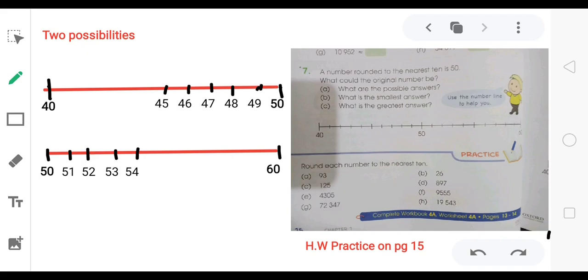Question 7. A number rounded to the nearest 10 is 50. What could the original number be? 3 options, 3 questions. What are the possible answers? What is the smallest number? What is the greatest number? How will you do it? They are saying a number rounded to the nearest 10 is 50. They are saying there is a number. When you round it off, it becomes 50. So can you tell me what are the possible answers?